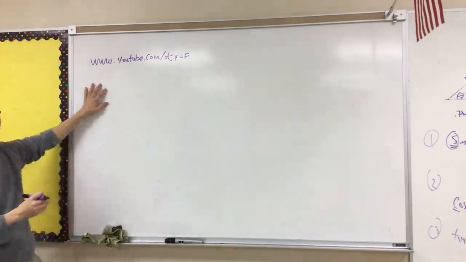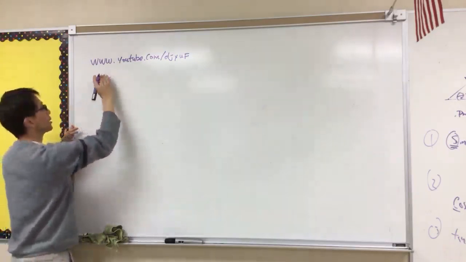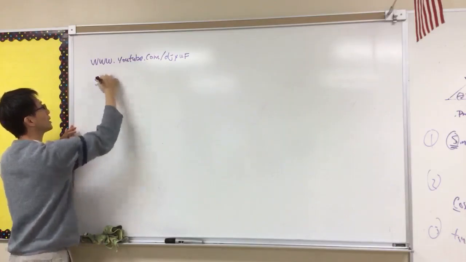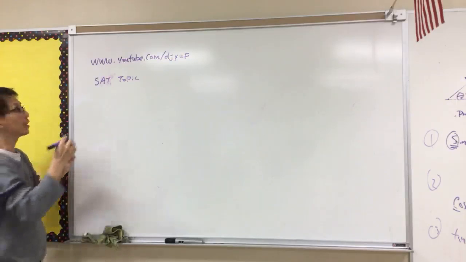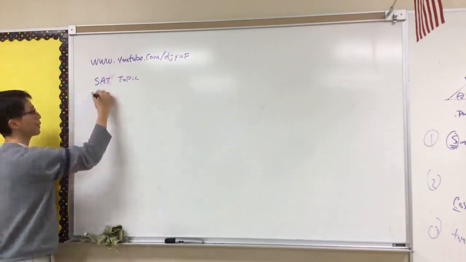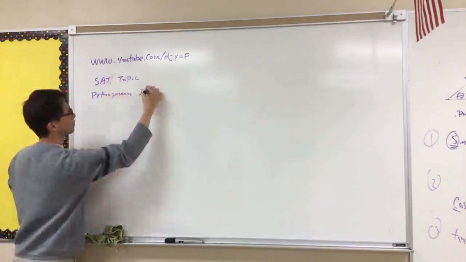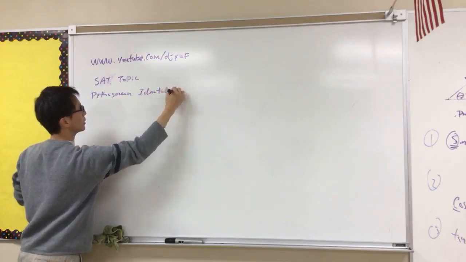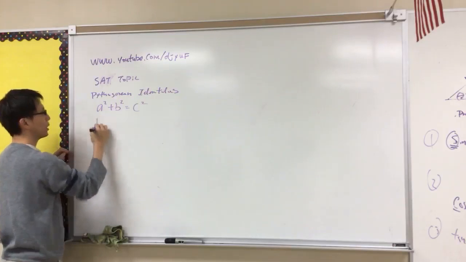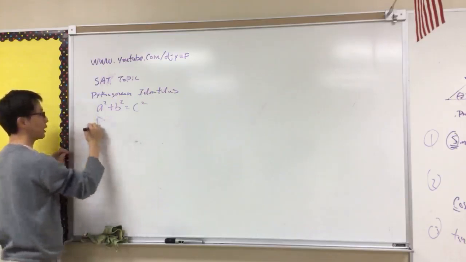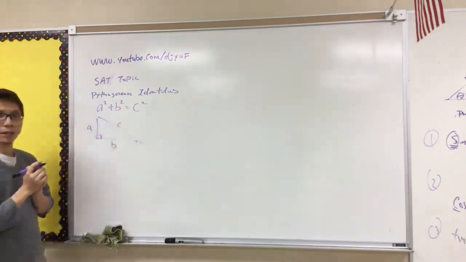Okay, so let's talk about SAT topics. So what are the SAT topics? Well, there's the Pythagorean identity, which is a squared plus b squared is equal to c squared, and it has to be a right triangle. A, B, and this side is always C. Does that make sense?